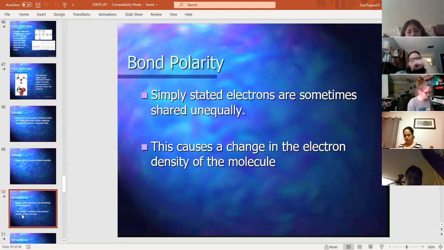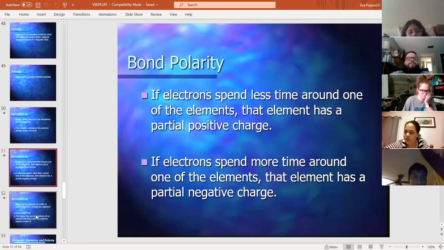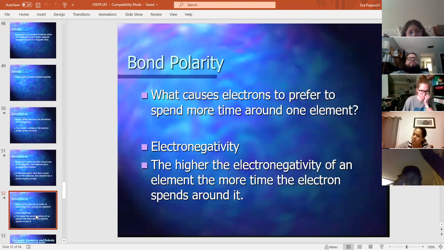All right. Now, in order to have a polar molecule, you need to have polar bonds. Polar bonds occur when you have a difference in electronegativities. But it needs something else.